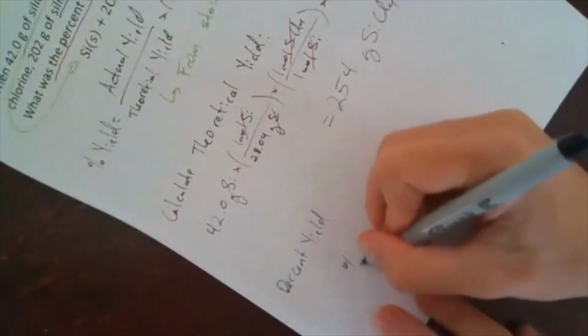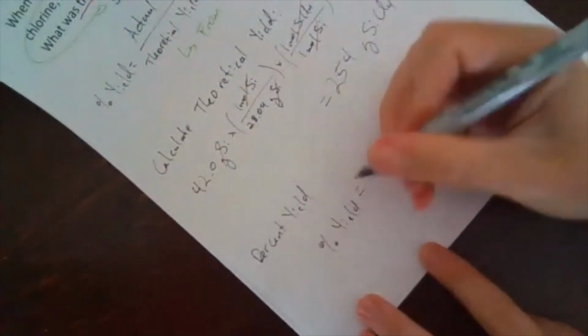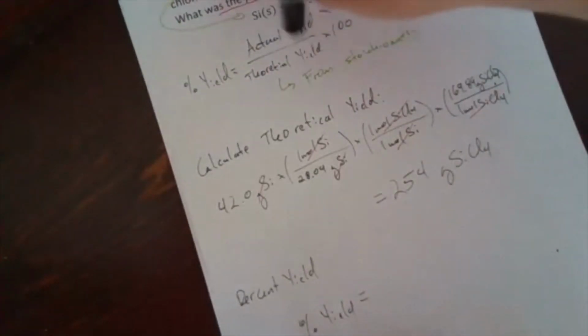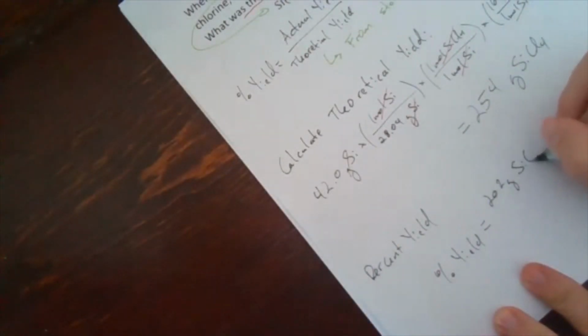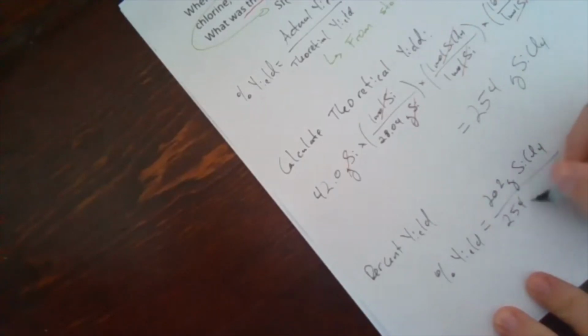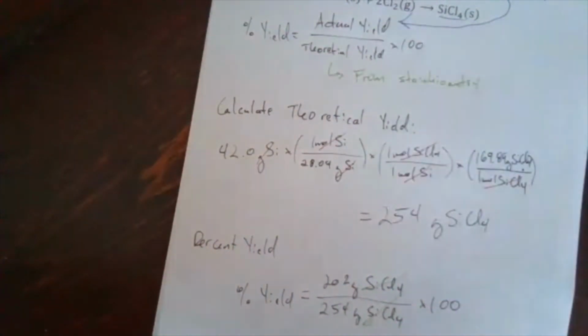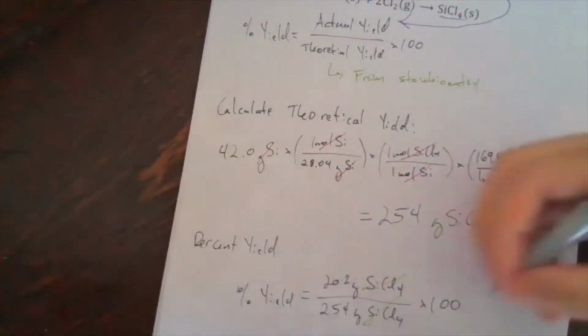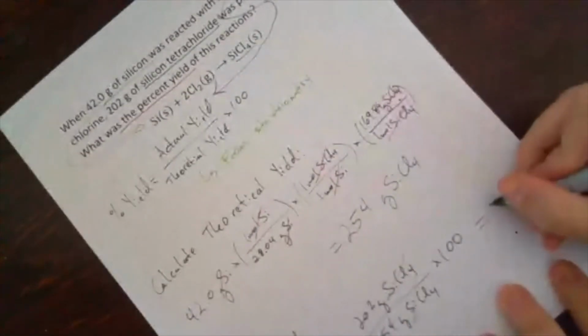And so we find percent yield is going to be equal to the actual yield, which is the one we were given, 202 grams of SiCl4, divided by 254 grams of SiCl4, times 100. Importantly, those cancel out. They are the same compound. And what we get from that is 79.5%.